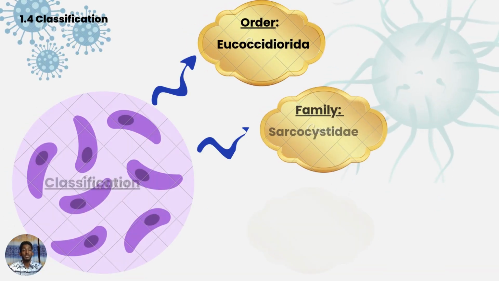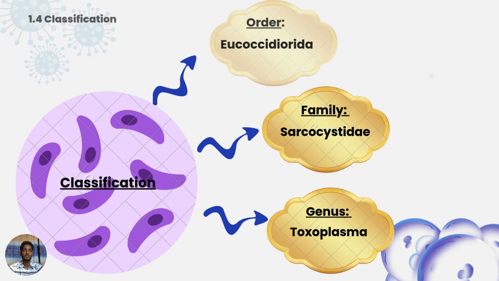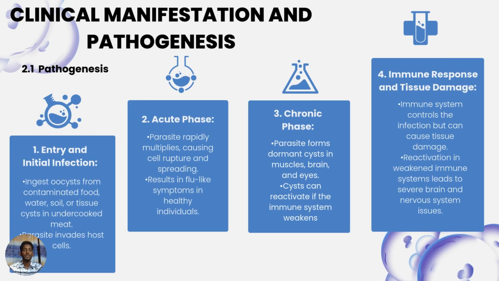Now moving on to the classification of this parasite. The parasite is classified under the order Eucoccidiorida, under the family Sarcocystidae, and the genus Toxoplasma. Now, moving on to the clinical manifestation and pathogenesis. First up is entry and initial infection.